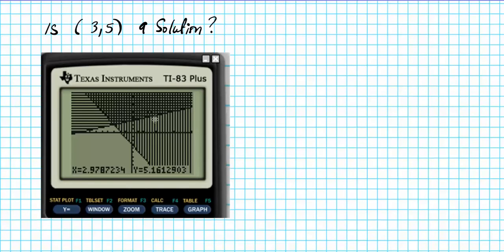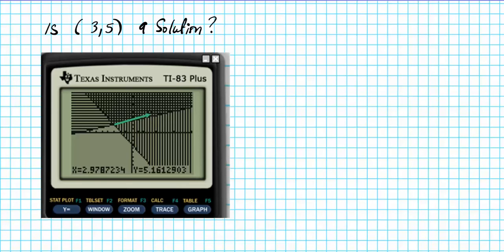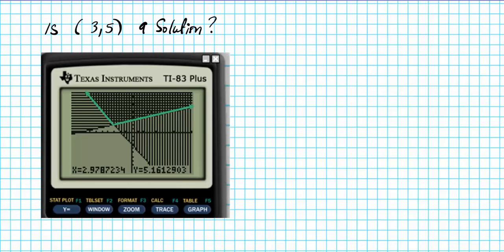Now, just a real quick review, what is the solution region of a graphed system of linear inequalities? In this context, what we're looking at is this region right here. Let me make it green. So from here, the boundary, and including this region right here, that is a solution region.